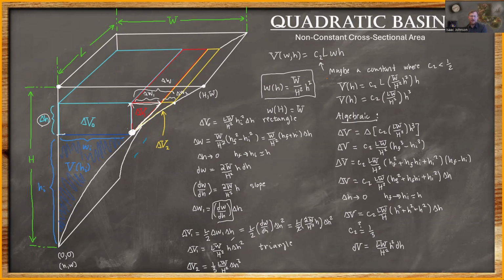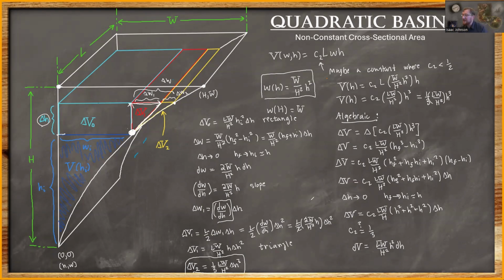We've also noticed that it seems like the constant cross-section terms always have delta H. The triangular terms always have delta H squared. So it stands to reason that the quadratic would have a delta H cubed. And I want you to notice that this looks almost identical to this. Because guess what? Once we've cut away the rectangular and triangular bits, what's left is a quadratic.